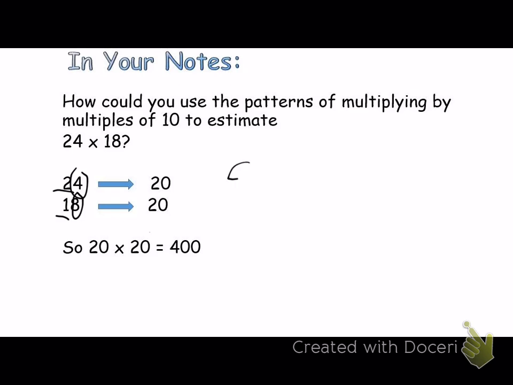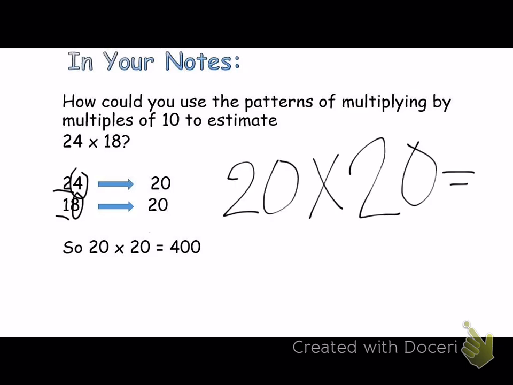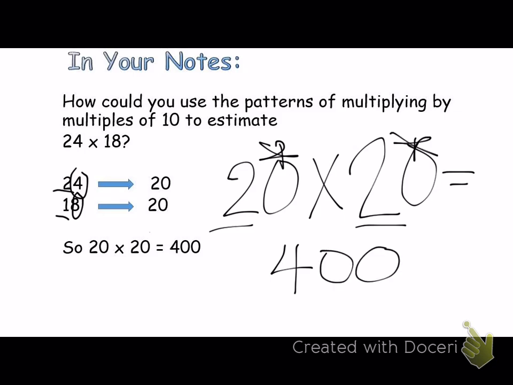So my new multiplication problem is going to be 20 times 20. Same way I solved my other ones, I can quickly go 2 times 2 is 4, and I still have 2 zeros left to make sure I have on the end. So my estimated answer would be about 400.